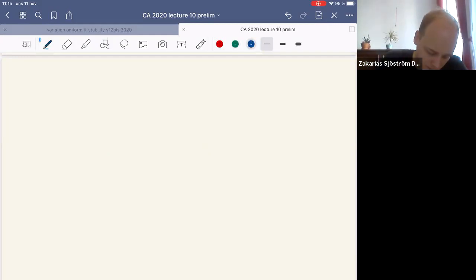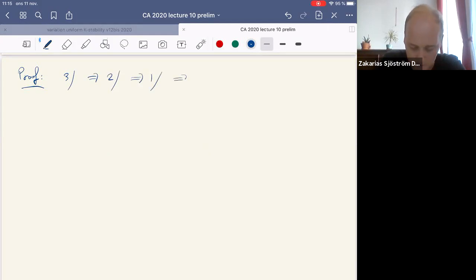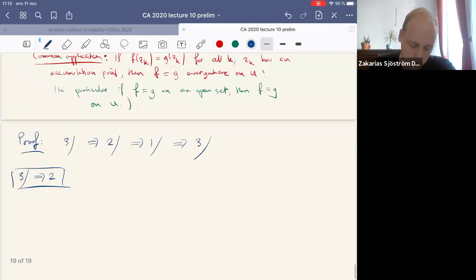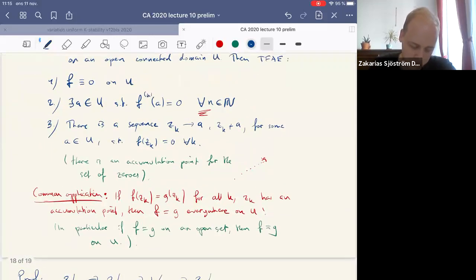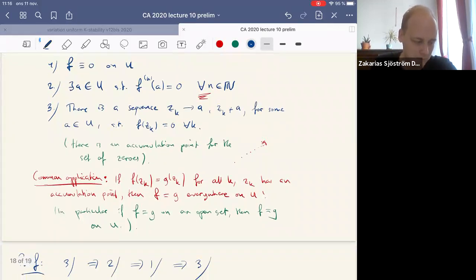So, okay, the proof goes like this. We show that 3 implies 2, implies 1, implies 3. Okay. So for the first step, we do the 3 implies 2 part. So what do we have to show? Sorry, I will just go up to remind you. So we show that if there is a sequence like this, where f of zk is 0 for all of these zk, then we want to show that somehow, for some reason, these derivatives have to vanish.